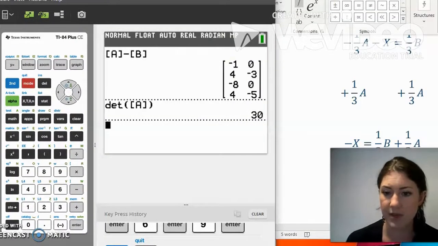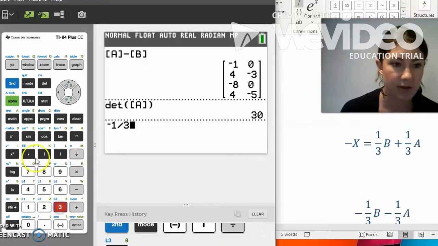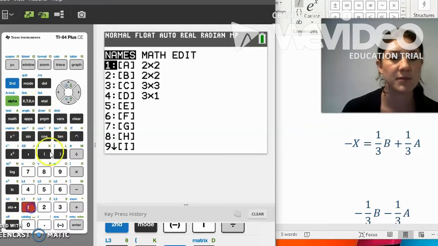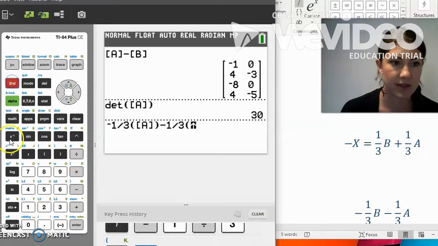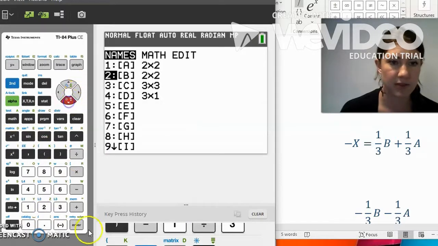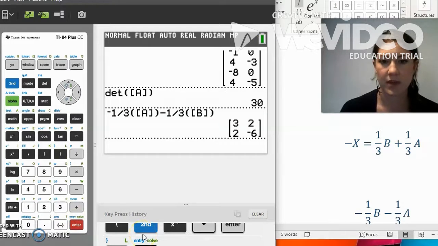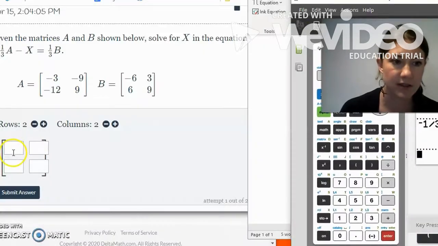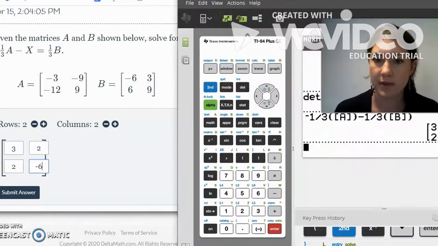Down here is negative 1/3 b minus 1/3 a. I don't know if my picture's in the way, if you can see that or not. So I'm here, negative 1/3, and then I'm just going to use parentheses just in case, times matrix A minus 1/3 times matrix B. Okay, we got 3, 2 to negative 6. Make sure that matches.